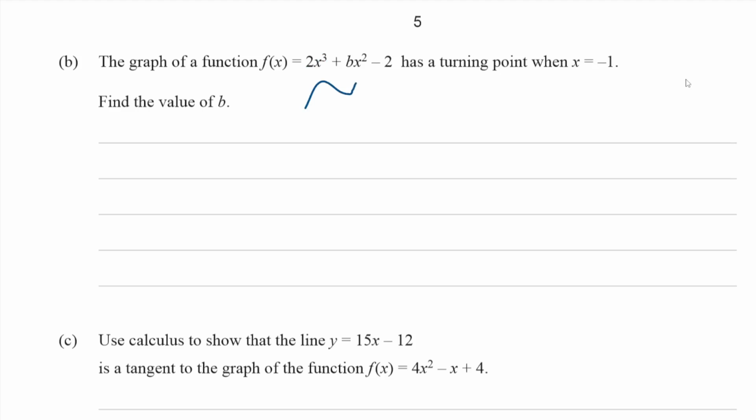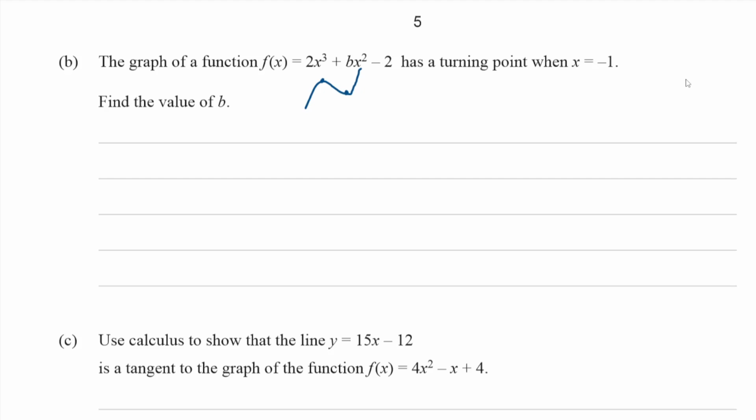Alright, so f of x is a positive cubic, so it'll look something like that. And they've given us, there's a turning point at -1. So for a cubic, we would expect 2 turning points. So I'm not too sure which one it is yet, but that's fine.